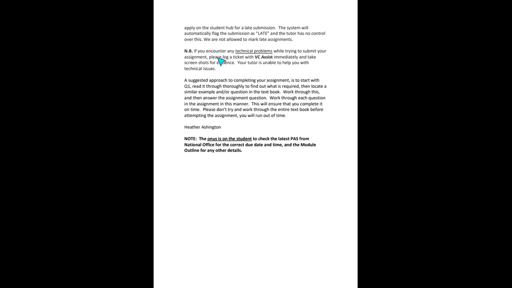So you must then log a ticket or raise an issue through your student platform immediately and take a screenshot. And your screenshot must include a timestamp at the bottom of your screen to prove that you were trying to upload before 9 o'clock and that you got some kind of a software error or a technical issue. Okay, so that we can sort it out for you afterwards. But again, don't send a message to me to say, ma'am, I was trying to upload and it gave me an error, because again, tutors are not able to help with that.